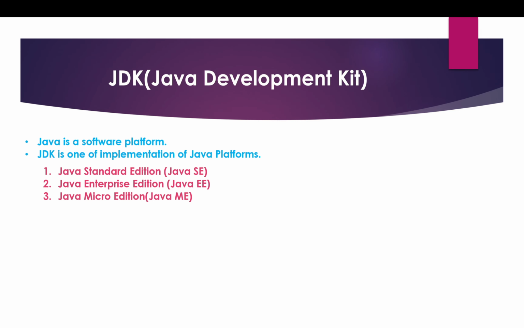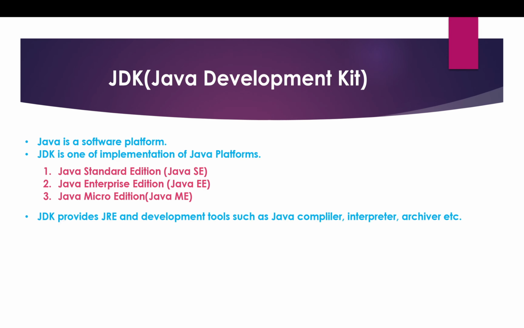Now, JDK is one of the implementations. So when you download JDK from the Oracle site, you can download it for Java SE, Java EE, or Java ME. You can download it for any one of the editions. Mostly while learning, we download it for Java Standard Edition, that is Java SE. So JDK is one of the implementations of the various Java platforms. We have seen that it provides a JRE, that is Java Runtime Environment, and tools like the compiler, interpreter, and archiver for developing Java applications.